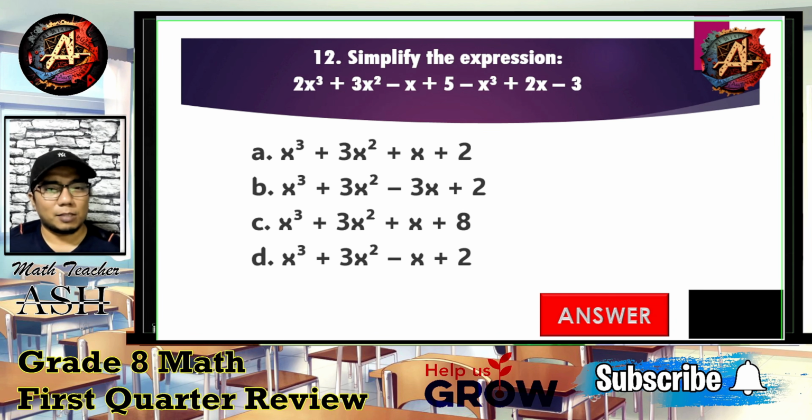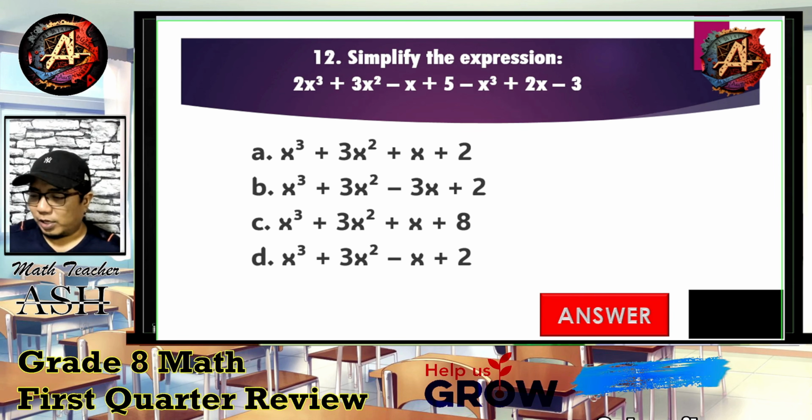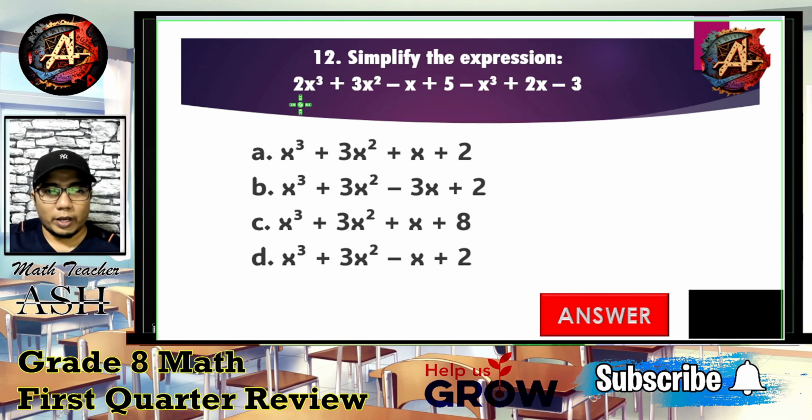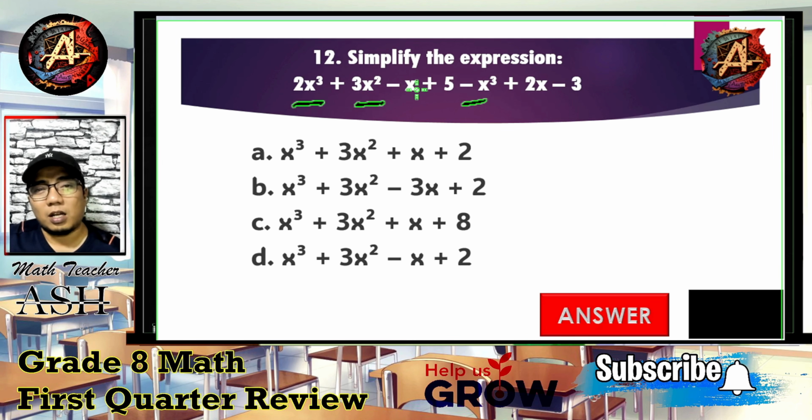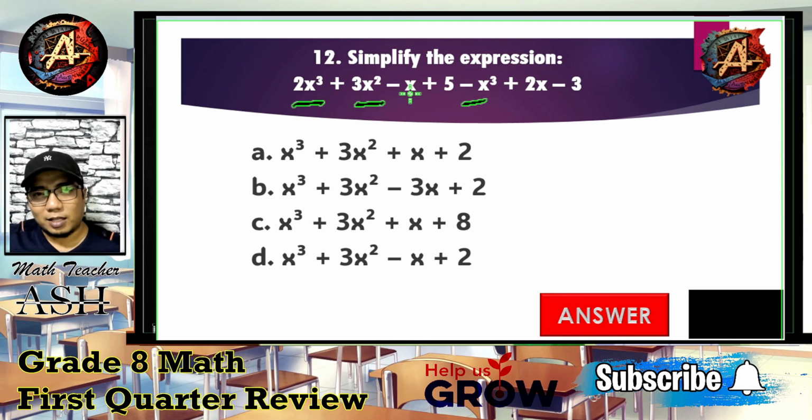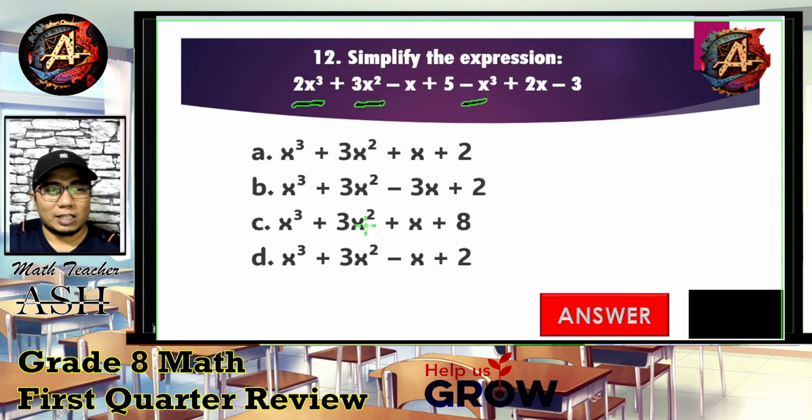Okay, my dear math learners, in simplifying this expression, we will apply combining like terms. We have our 2x cubed here, so we will find a term with x cubed. So 2x cubed minus x cubed, that would be x cubed. All of the choices satisfy this. Next, we have 3x squared. We'll find another 3x squared, so none. If there are no other like terms, you just copy. So plus 3x squared. All four choices also satisfy the condition.